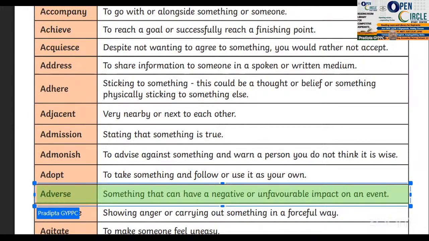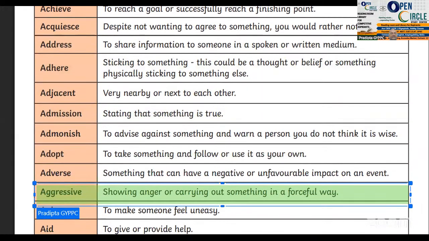Adjective. Next word. Aggressive. Aggressive means showing too much energy, showing excessive energy, sometimes anger. He is an aggressive batsman. मतलब he is energetic. He is aggressive in his behavior, means angry and attacking.